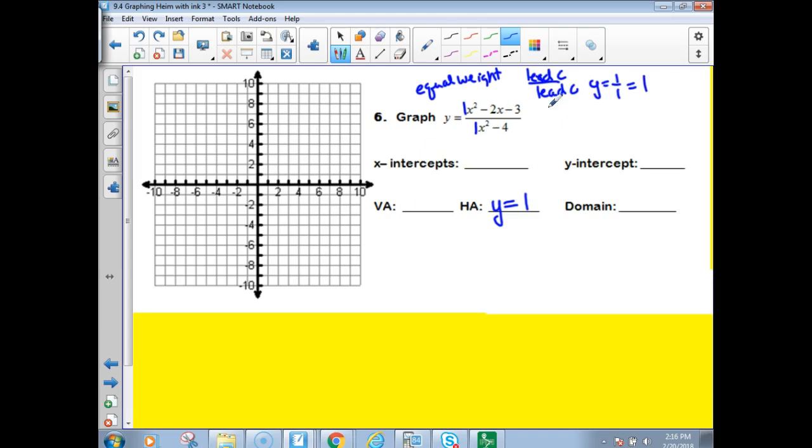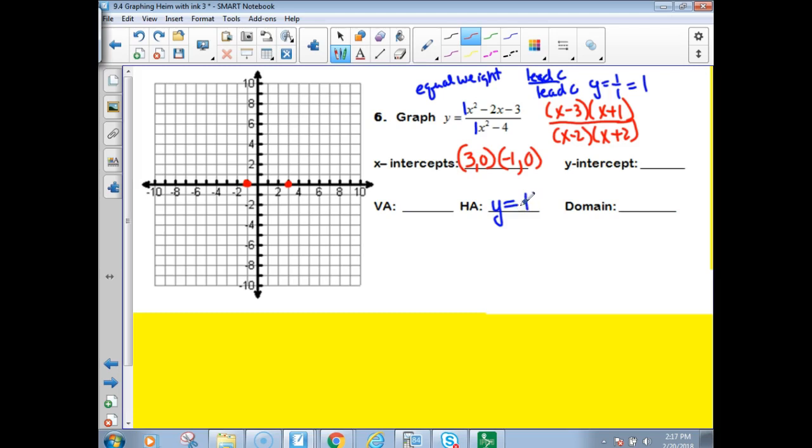Okay, x-intercepts. Let's go ahead and factor that numerator. It would factor to x minus 3 times x plus 1. The denominator factors to x minus 2 times x plus 2. And again, the order of those doesn't matter. There are no common factors to the top and the bottom. So I now look at my numerator for my x-intercepts. What are the zeros of the numerator? 3 and negative 1. So (3, 0) is one x-intercept, and (-1, 0) is the other. I'm going to plot them right now.